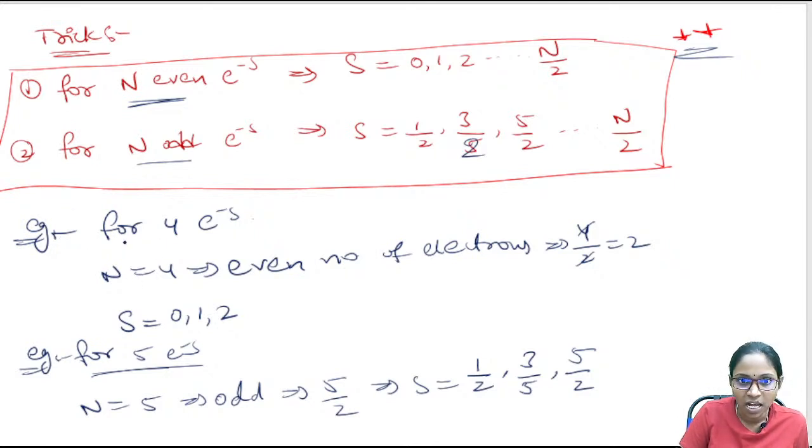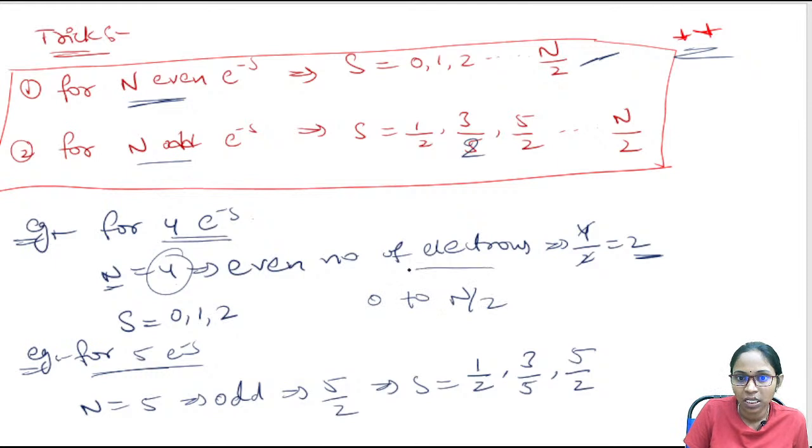And for 4 electrons, n is equal to 4, and this is an even number. As this is an even number, you have to use this first trick. S can take values from 0 to n by 2. So you have to find n by 2 initially, that is 4 by 2, which is 2. Therefore S values will be 0, 1, 2. 0 to n by 2 for even.